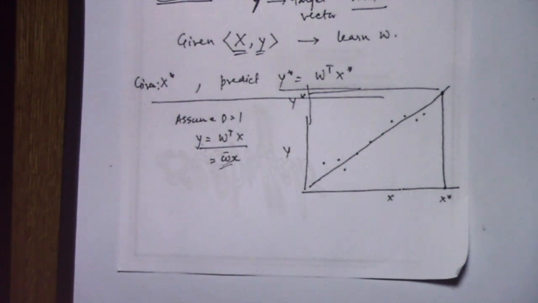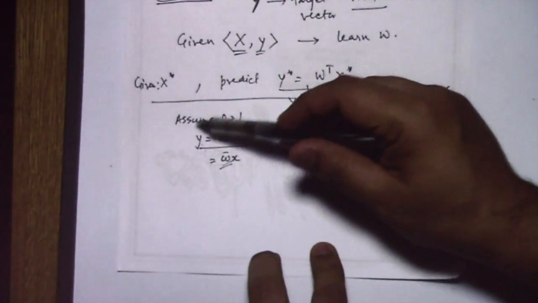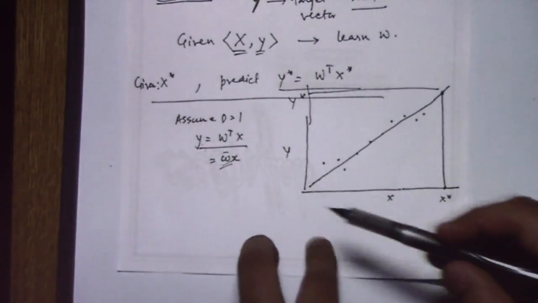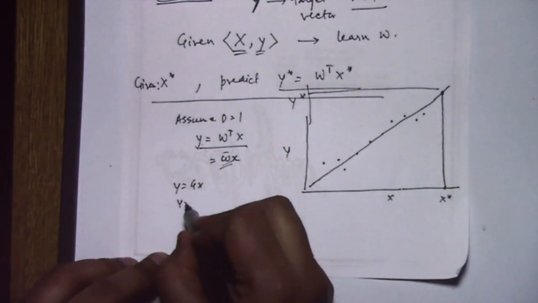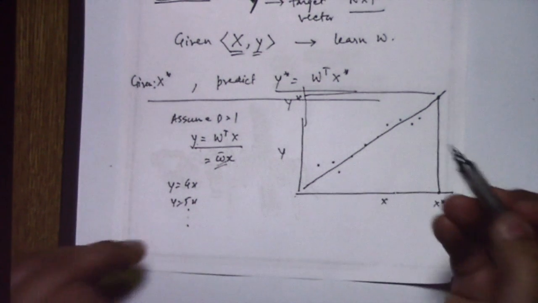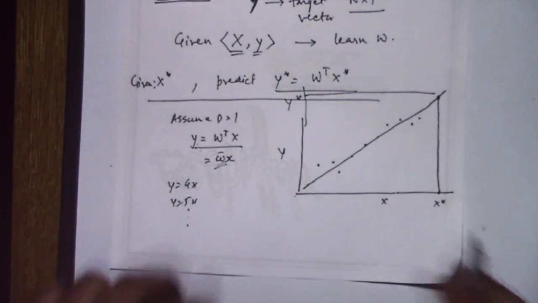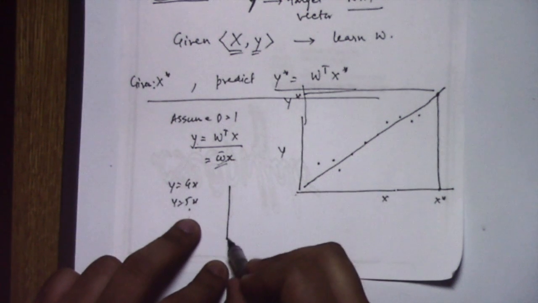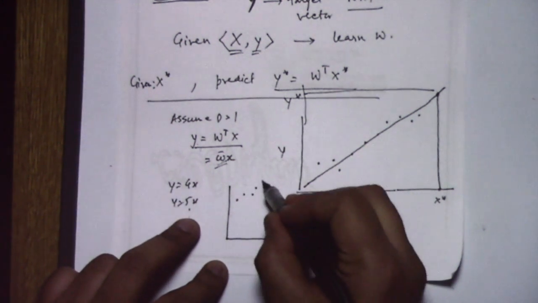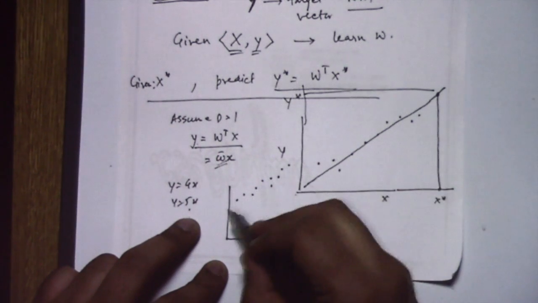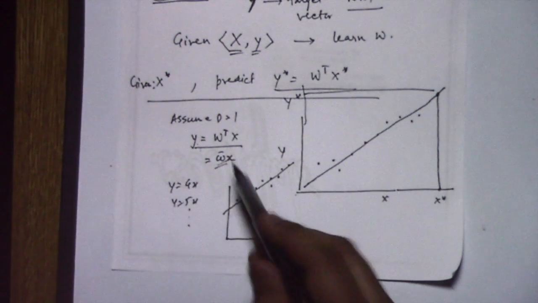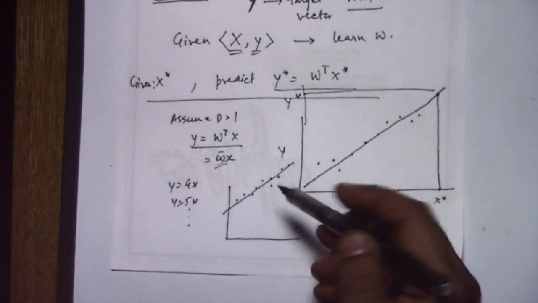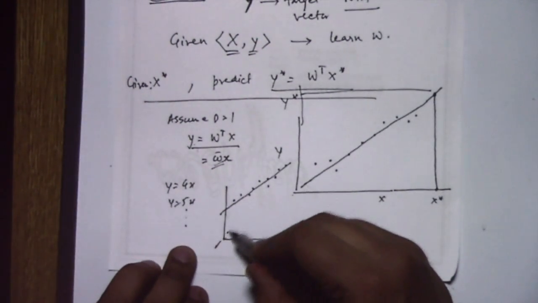If you just learn it like this, you are forcing this line to always go through the origin, because any line which is y equal to 4x, y equal to 5x, or anything, will always pass through the origin. But that's something that you might not want. For example, if your data looks like this, very nice linear data, a good line would be this, but this won't let you learn it. If your line is y equal to something times x, then it has to go through the origin.